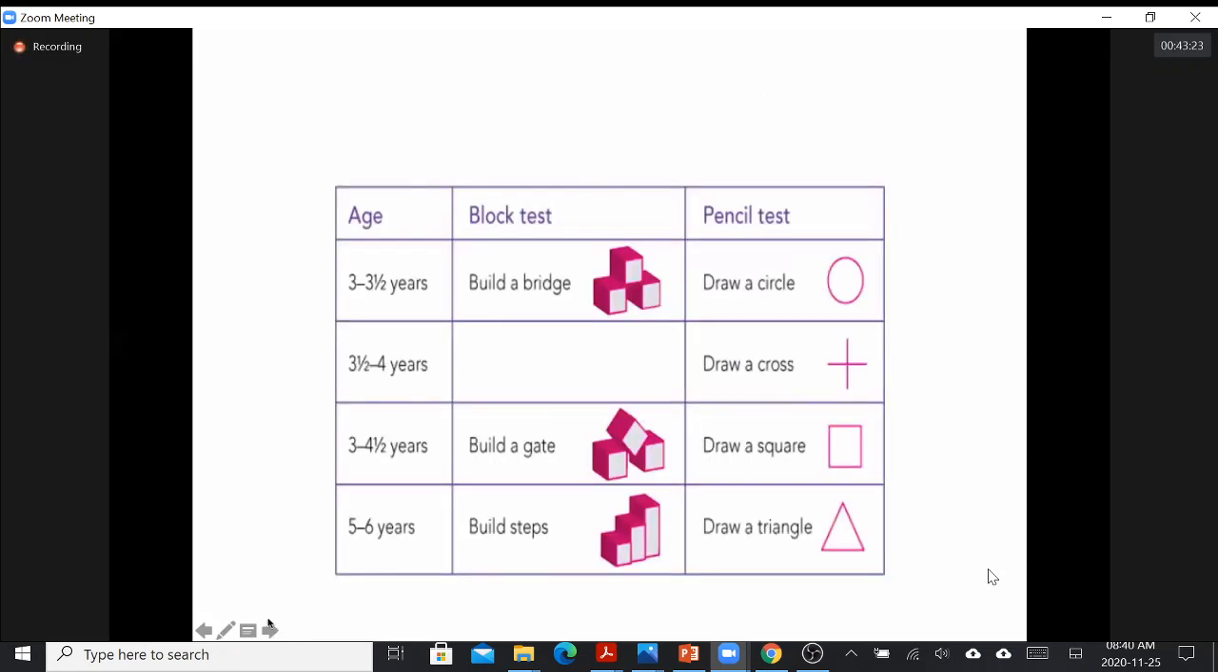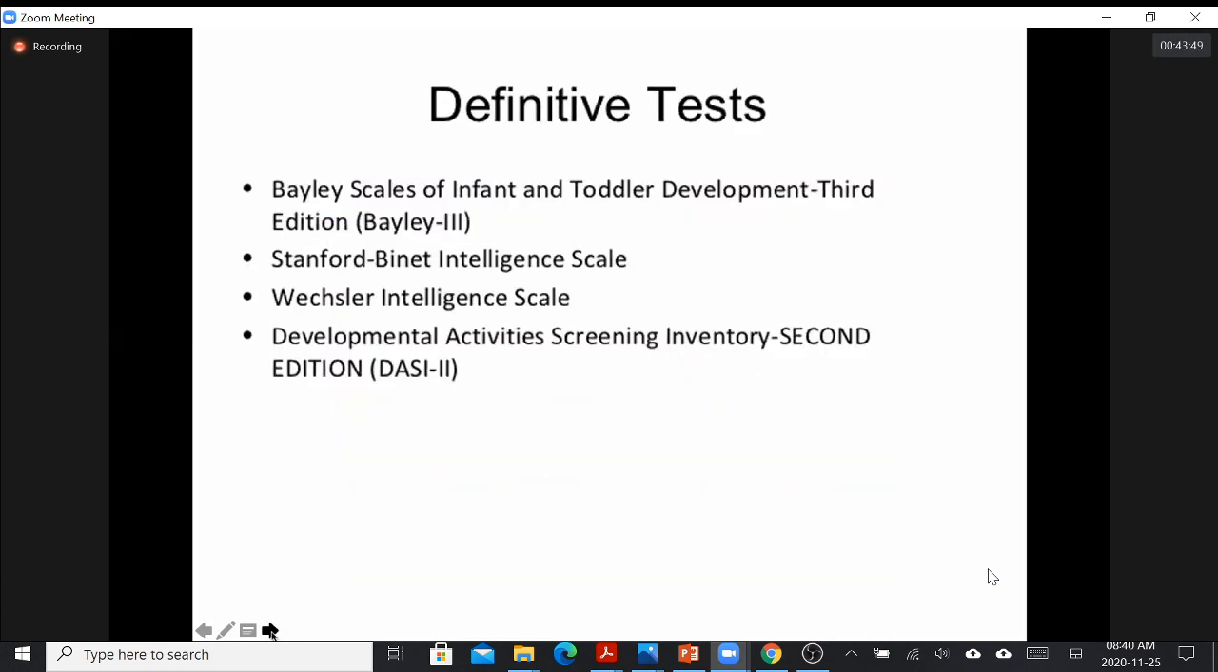So these are the block test and the figure test, right? A child who is 3 to 3.5 can build the bridge. 3 to 4.5 can build the gate. 5 to 6 years can build steps with blocks. Again, drawing a circle is around 3 to 3.5. 3.5 to 4 is cross. 4 to 4.5 is square. And 5 to 6 years is the triangle.